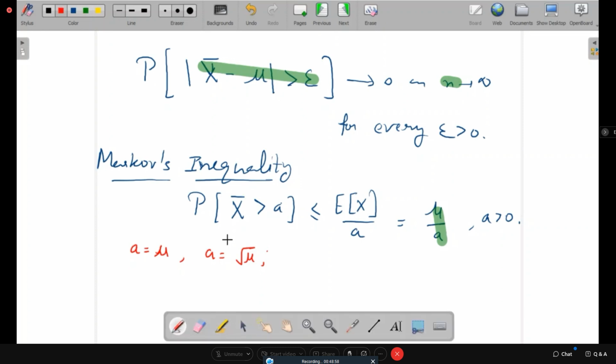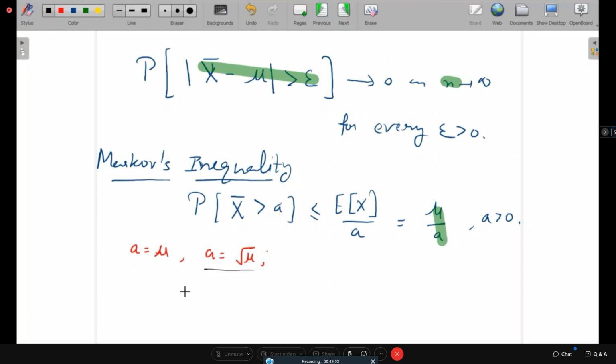What I'm trying to say is, for the case A equals to root mu, probability of X bar greater than square root of mu is less than equals to square root of mu. Why is it saying that mu cannot be greater than 1? Mu can be greater than 1. Because probability cannot be greater than 1.